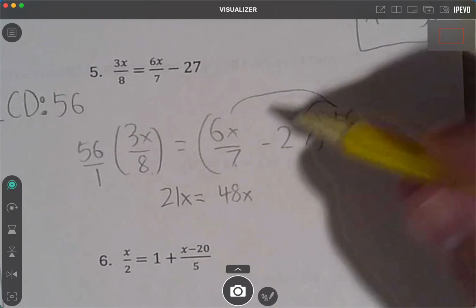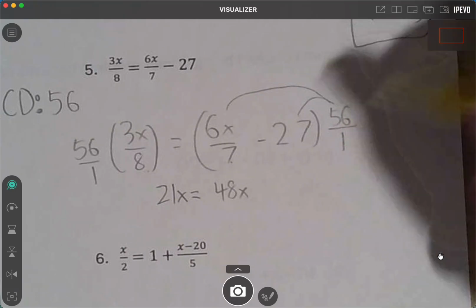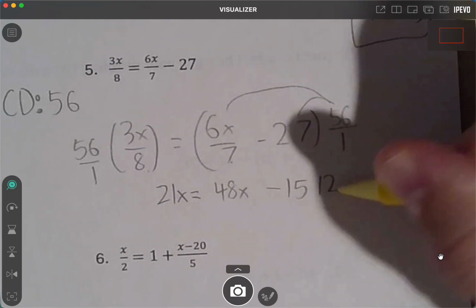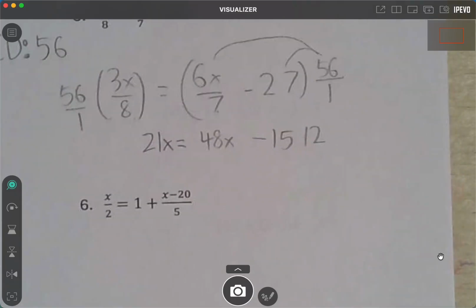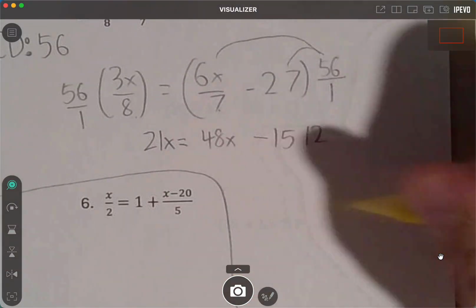And finally, what is negative 27 times 56? Now this is finally where I need a calculator. And I get a whopping negative 1,512. Goodness. All right. We're running out of little space. We'll put a line here and continue on down.